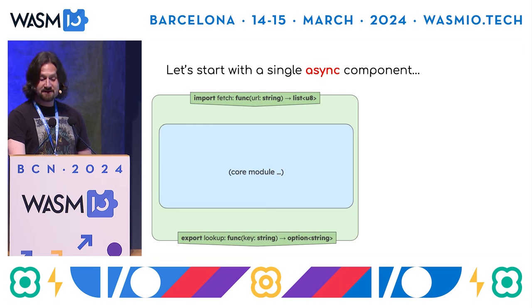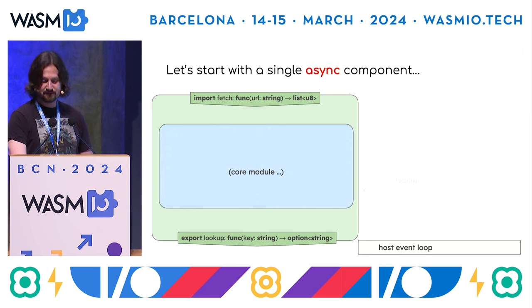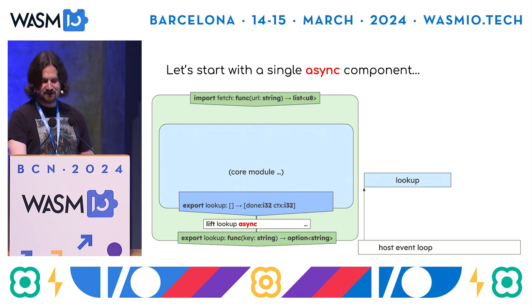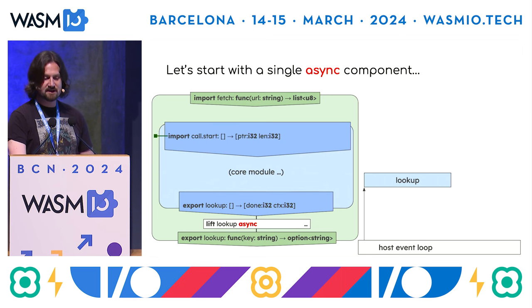Say a component that imports a fetch function and uses that to implement an exported lookup function. So our control flow starts in the host event loop, calls into the lookup function, which we've lifted with this new async option. And so the core exported signature is totally different. The first weird thing we'll notice is that the parameters are empty. And instead, we have to import this built-in called call.start, which returns our arguments. So what's the reason for all this runaround?